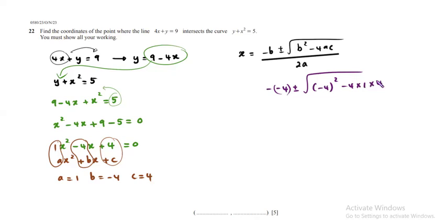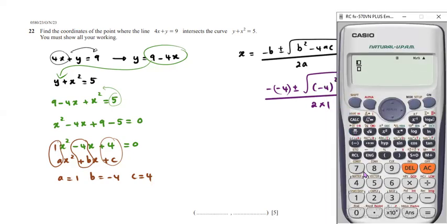The value of c is 4, and then I'm going to write this over 2a. That's going to be 2 times the value of a, which is 1. I'm going to put this in the calculator and let's see what we end up getting. So when we put this in the calculator, I'm going to put the fraction here.